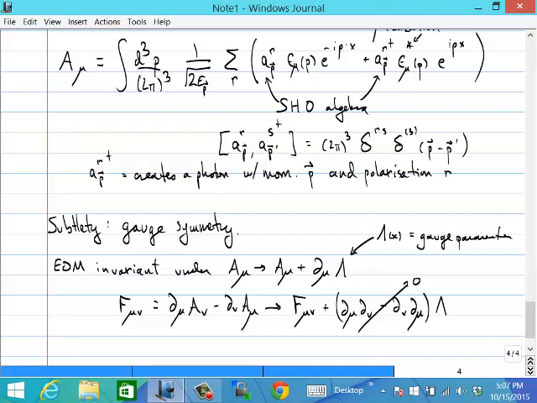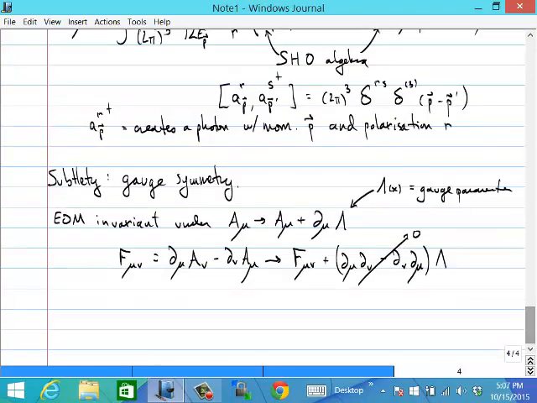So one very simple gauge transformation is one where you just take the electric potential and you shift it by a constant. That's one simple gauge transformation. But in fact, there are many much more complicated gauge transformations where lambda can be not just a constant, but any function of x.